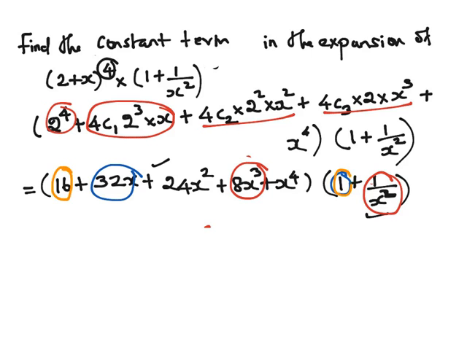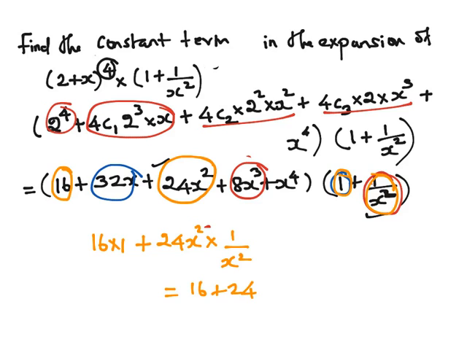So 16 into 1 plus, if I multiply this 24 x squared and this 1 by x squared, I will still get a constant term. So 24 x squared into 1 by x squared. So basically the answer is 16 plus 24, again 40. You get 40 as the answer. So the constant term in the product is 40. So I hope this is very clear. It's a very, very easy problem, right?